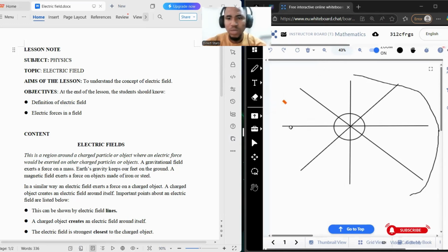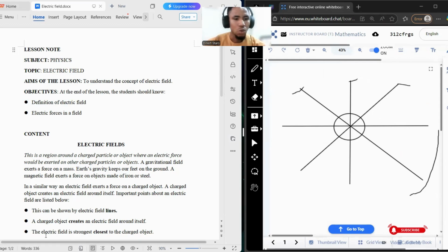Let me explain further. This can be shown by electric field lines. These are called electric field lines. These are the lines here. A charged object creates an electric field around itself. This is the charged object here. We don't know if it is an electron or proton, positive charge or negative charge. Don't worry, I will explain further.